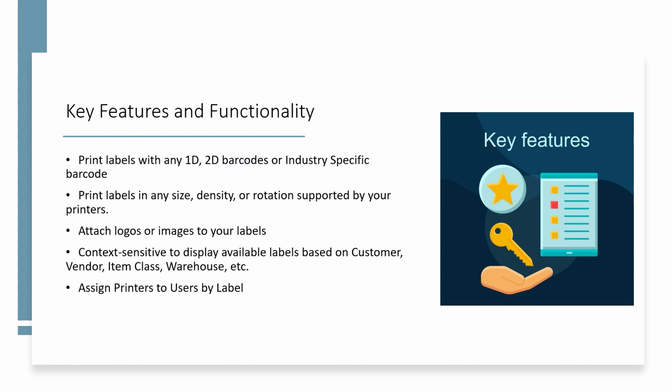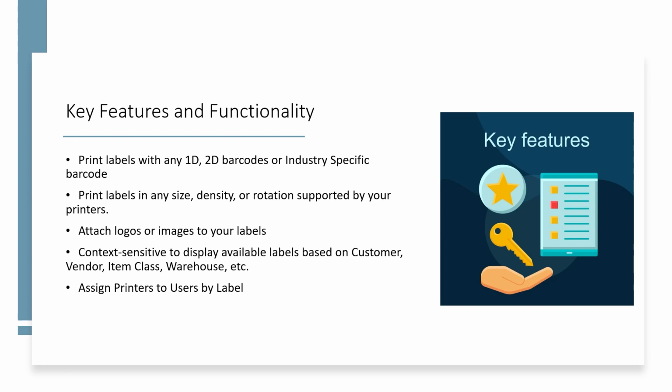Some key features. You can print labels with any 1D or 2D barcodes, or even industry-specific barcodes. You can print labels in any size, density, or rotation that are supported by your printer. You can attach logos or images to your labels.